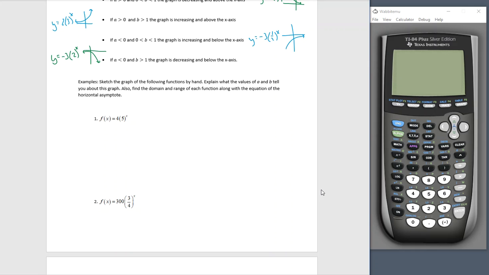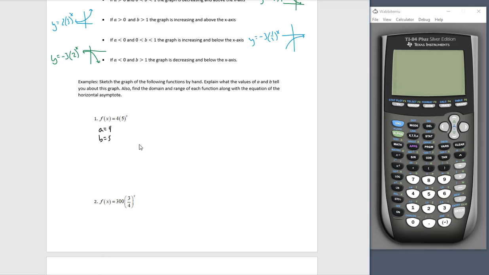Let's sketch the graph of the following functions by hand. So we don't even need our calculator. Explain what the values of a and b tell you about this graph. Also find the domain and range of each function along with the equation of the horizontal asymptote. Wow, that's a lot. So let's sketch it first. First of all, a equals 4 and b equals 5. So positive and bigger than 1. I know this is what my graph should look like.